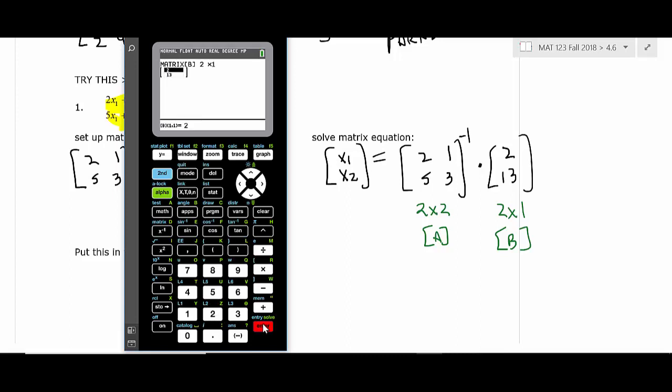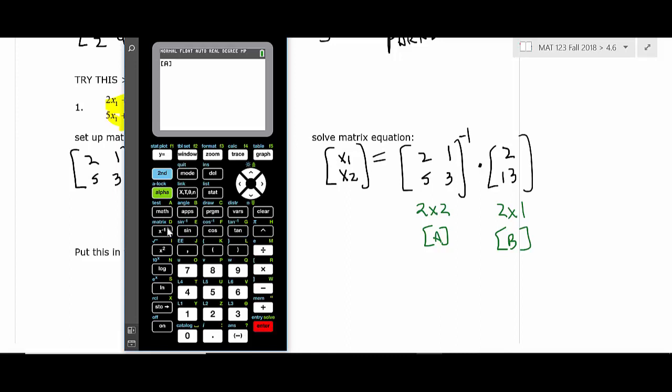Okay, so if you've got down how to put your matrices in now, that's the big part of the problem, is just getting those matrices in. Now what you're going to do is you're going to do this on a clear screen. All right. So once you get your screen clear, you want to go back to matrix, highlight A and press enter.